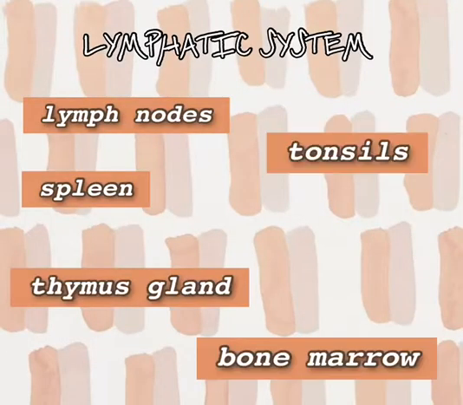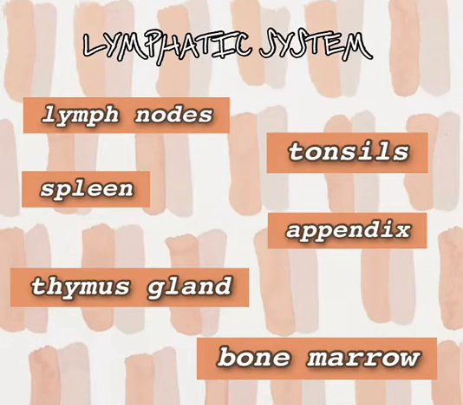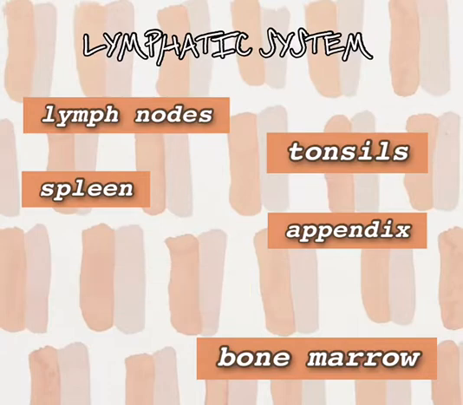Lymph nodes, spleen, thymus gland, bone marrow, tonsils and appendix. These are all the organs that consist in the lymphatic system.